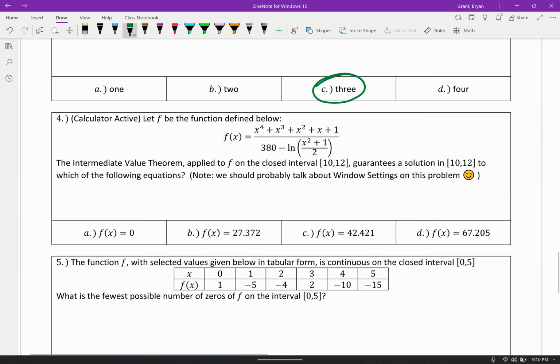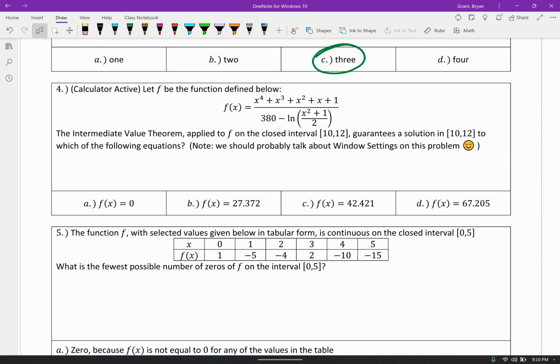Okay, 2 problems to go. A calculator active one, that's exciting. The IVT applied to f, and that's a crazy function, on the closed interval 10 to 12 guarantees a solution to which of the following equations? So they gave us all these y values and they're like, which one has to happen?